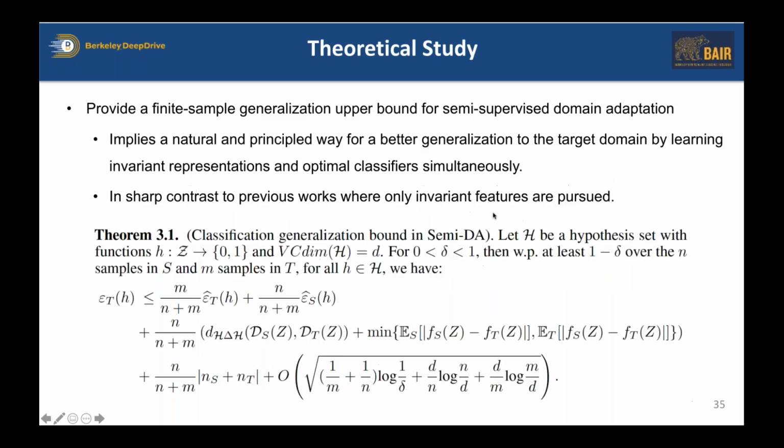Such a model is also supported by theoretical study. In this work, we provide a finite sample generalization upper bound for semi-supervised domain adaptation. Such a bound implies a natural and principled way for better generalization to the target domain by learning invariant representations and optimal classifiers simultaneously. This is in sharp contrast to previous works where only invariant features are pursued.